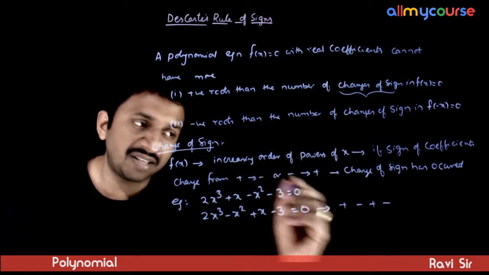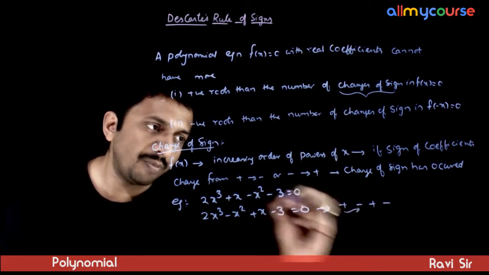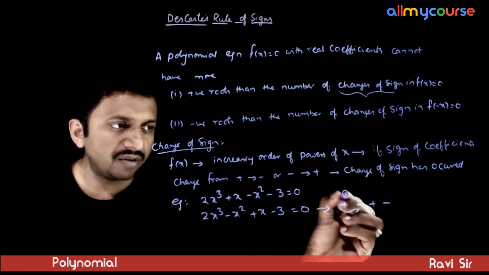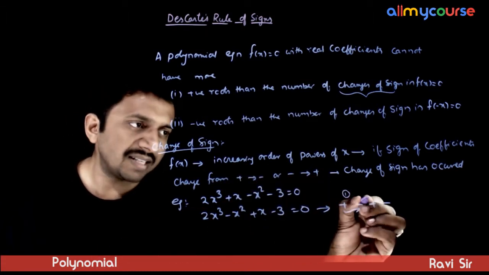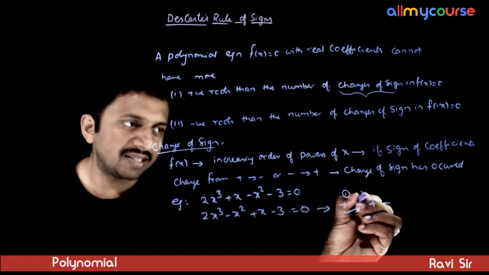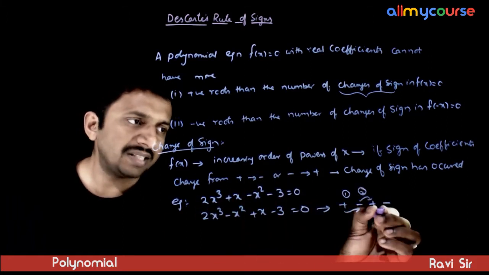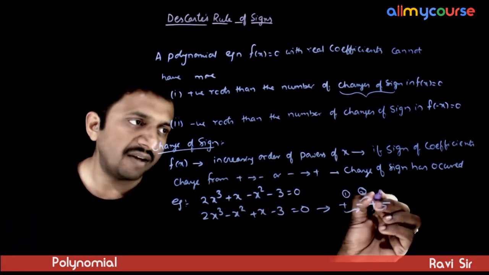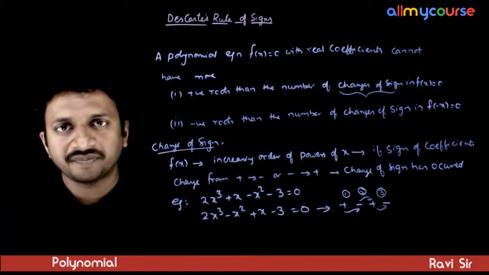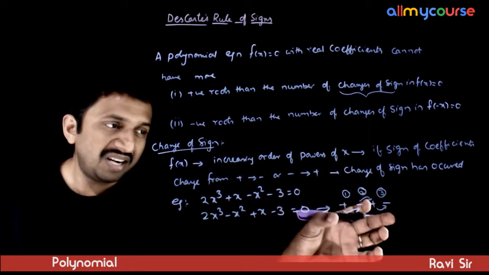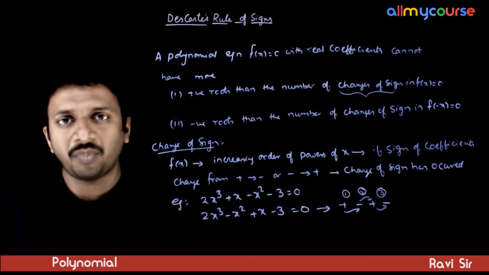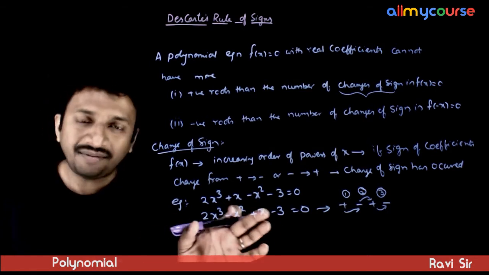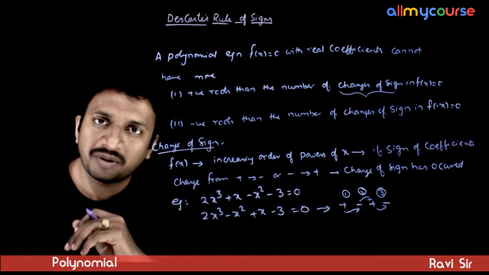Now start from the first sign. So plus has changed to minus. You have one change of sign. The minus has again changed to plus. You have the second change of sign. The plus has again converted to minus. You have the third change of sign. So you have 3 changes of sign in this polynomial.